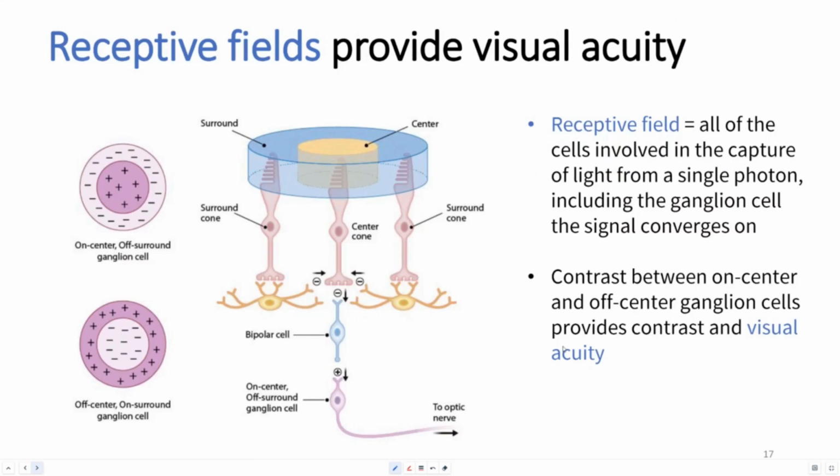Receptive fields provide visual acuity. A receptive field is defined as all of the cells involved in the capturing of light from one single photon, including the ganglion cells and the signal that converges on them. This is a contrast between the on-center and off-center ganglion cells that provide contrast and visual acuity.